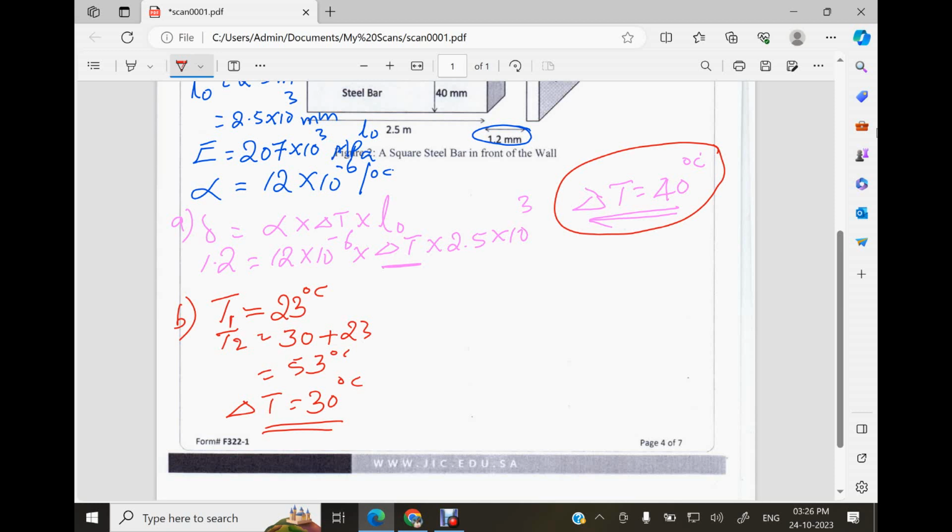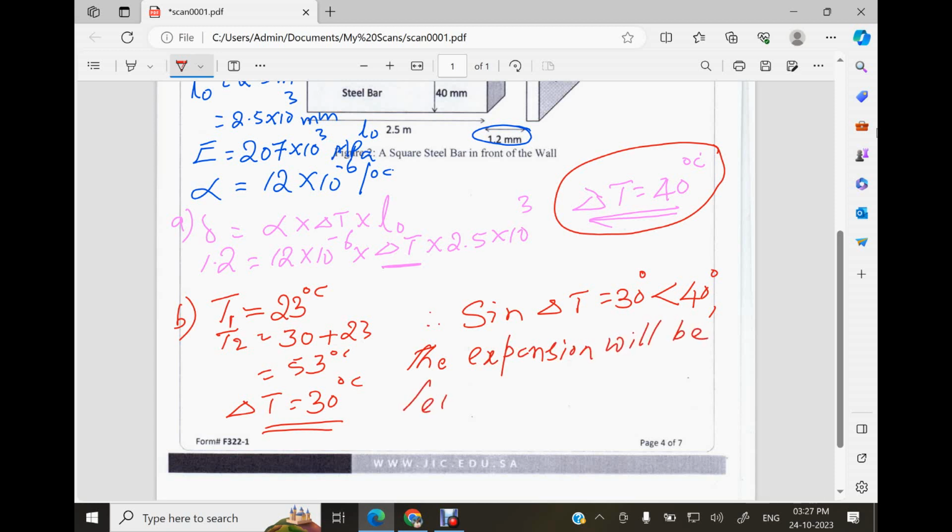So what can I write now? I can simply say, since delta T is equal to 30 degrees, which is less than 40 degrees, the expansion will be less than 1.2 millimeter, correct? Therefore, no stresses will be induced.